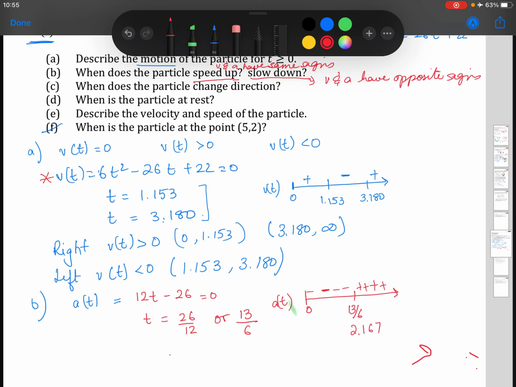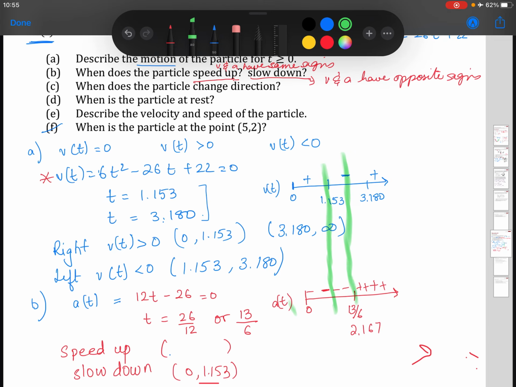From 0 to 1.153, acceleration and velocity have opposite signs. So I'm going to write here, speed up, slow down. So it's slowing, since it has opposite signs, so from 0 to 1.153, it's slowing down. From 1.153, if I was to draw a straight line right across through, it is, to 2.167, it is what? Negative. So in this region, it is negative.